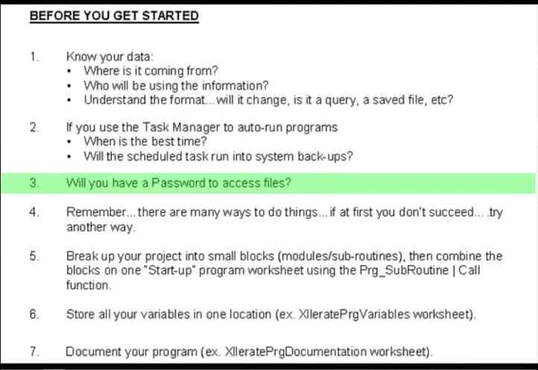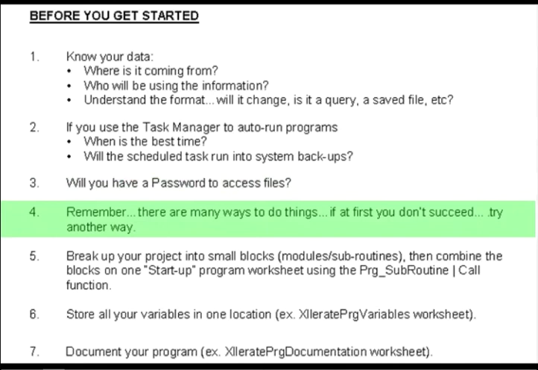Number 3, if you need a password to access the data and you want to attach your program to the task scheduler, consider using an external query. The password can then be stored with the query and will not prohibit you from using the auto-run feature. 4th, remember in programming, there are many different methods and styles. Do not be afraid to try different combinations of Xllerate TLC functions to achieve your desired results.